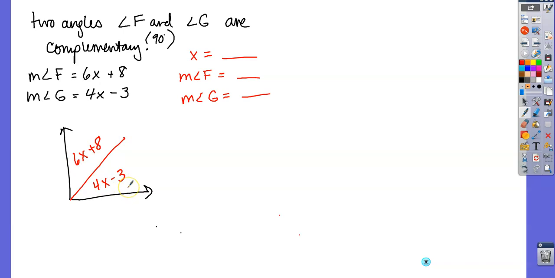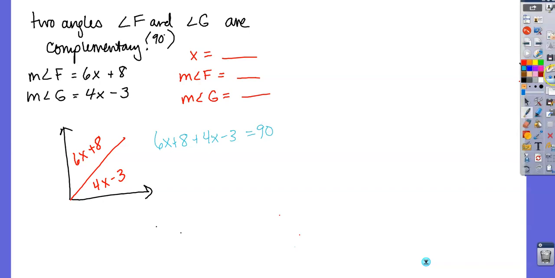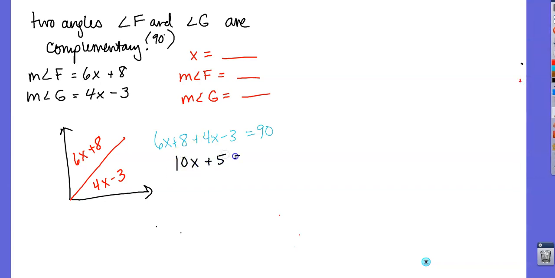You don't have to do a diagram. Some people can just go right to the equation. That's fine too. So I know these two things, 6x plus 8 and 4x minus 3, have to add up to 90. All right, so let's solve this thing. 10x plus 5 equals 90. I would subtract 5 from both sides, so I get x equals 8.5.